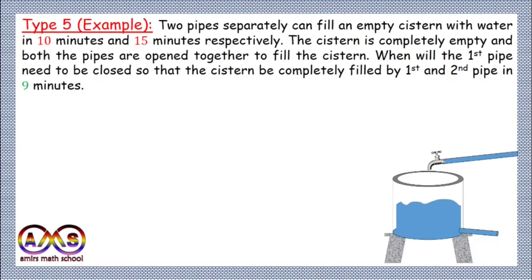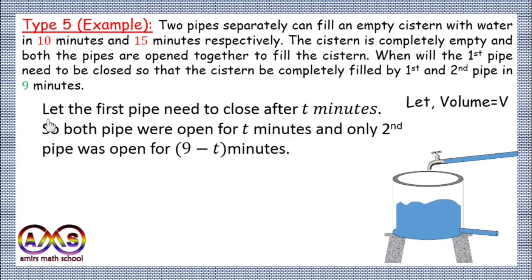So let's see one example of type 5. Two pipes separately can fill an empty cistern with water in 10 minutes and 15 minutes respectively. The cistern is completely empty and both the pipes are open together to fill the cistern. When will the first pipe need to close so that the cistern is completely filled by the first and second pipe in 9 minutes?